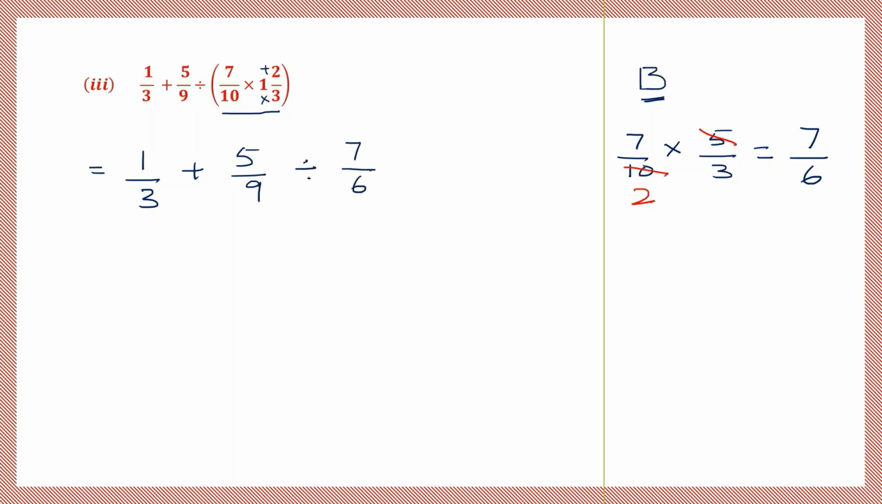So now we have two operations only, addition and division. And according to BODMAS, which comes before?